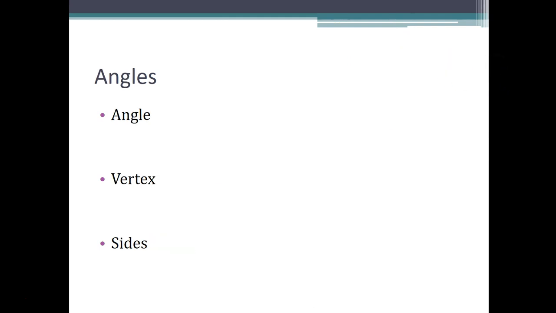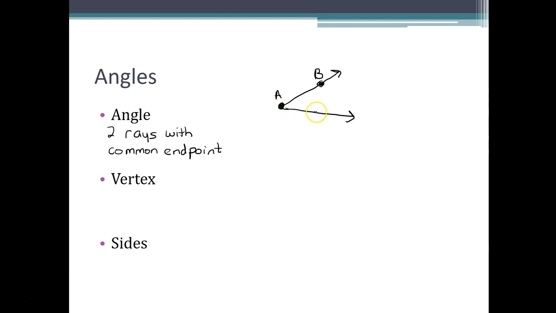Okay, now going back to our parts of a line, let's say we take two rays and give them a common endpoint. So let's say we take ray AB and put it with ray AC. So it's the union of ray AB with ray AC.